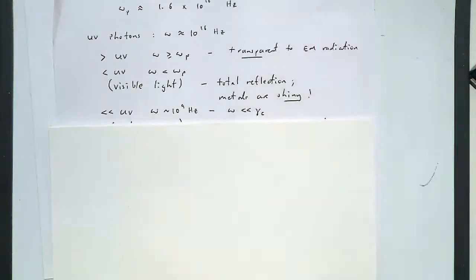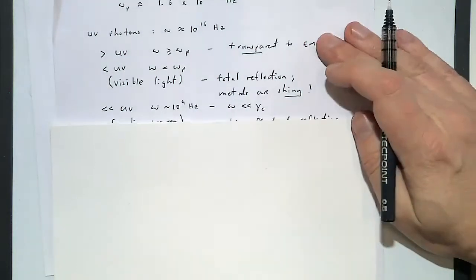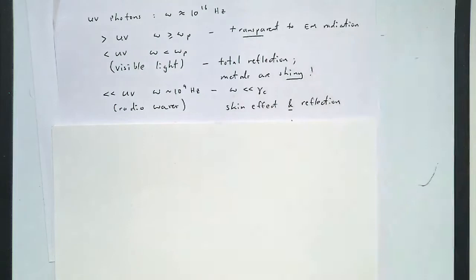Now at much lower frequencies, say gigahertz, okay, rather than tens of terahertz, we're now in that regime where the electrons are moving enough that the electrons in that metal start to collide. Okay, so this is frequencies like radio waves, and then we have a combination of that skin effect and reflection together.